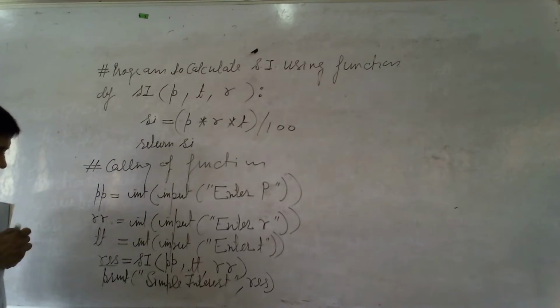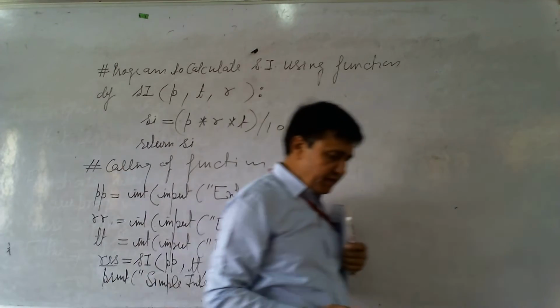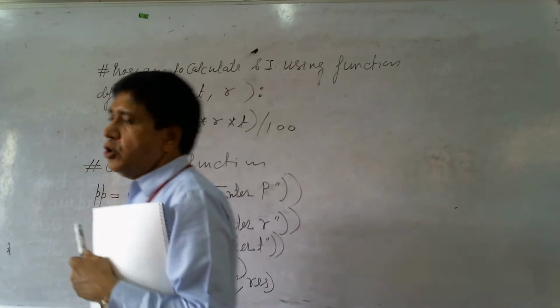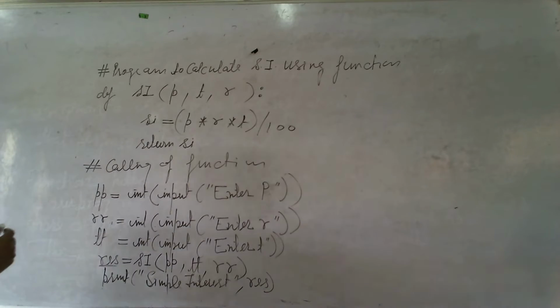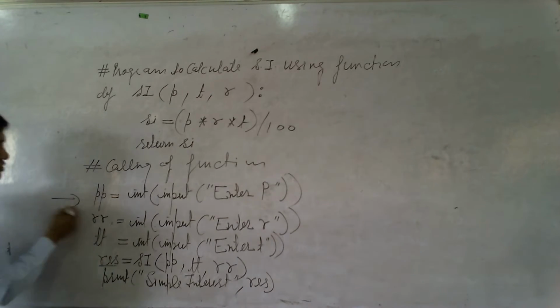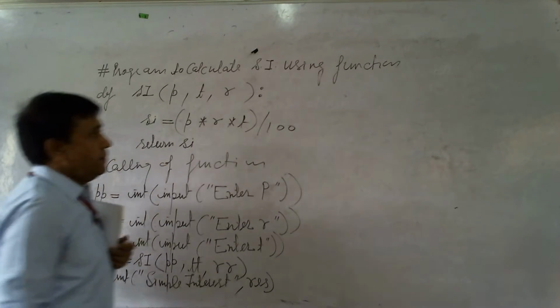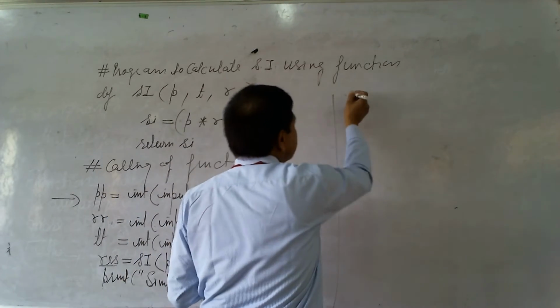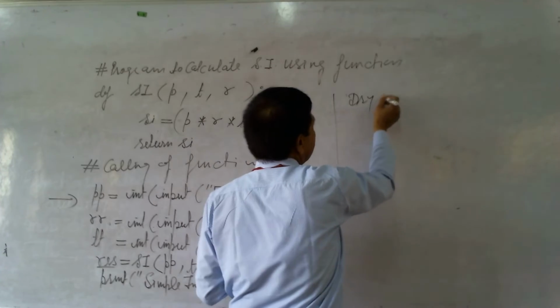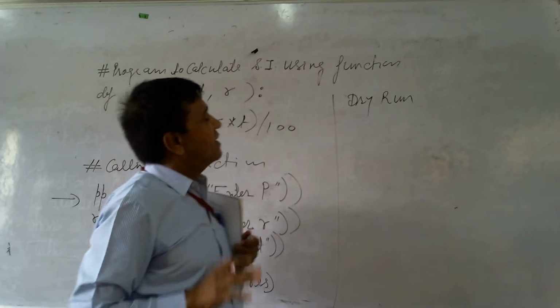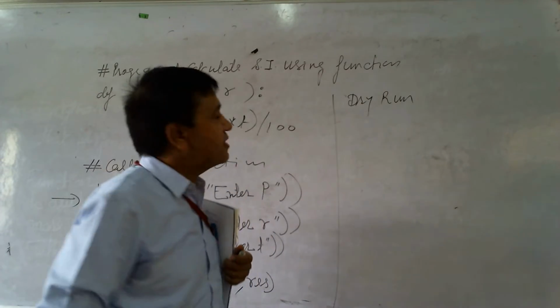Fine. Now I will explain how this program is executed. When we execute the whole program, first of all, this line will be executed. For example, I am explaining here the trial run, how the program is executed in the computer system, that I am explaining on the board.